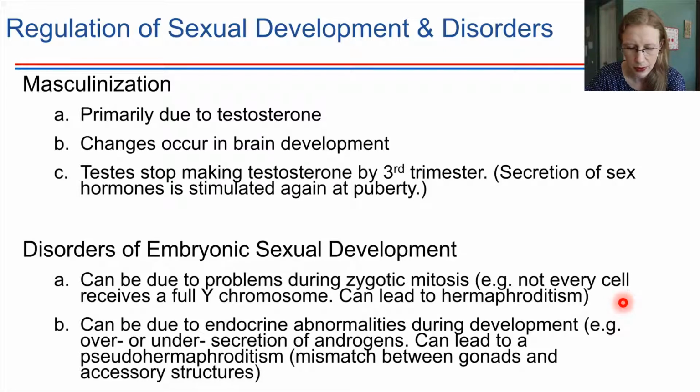So if, for example, some of the cells receive a complete Y chromosome but others do not receive a complete Y chromosome, then it's kind of like there's going to be mixed development going on in different locations throughout the body. That can lead to hermaphroditism.